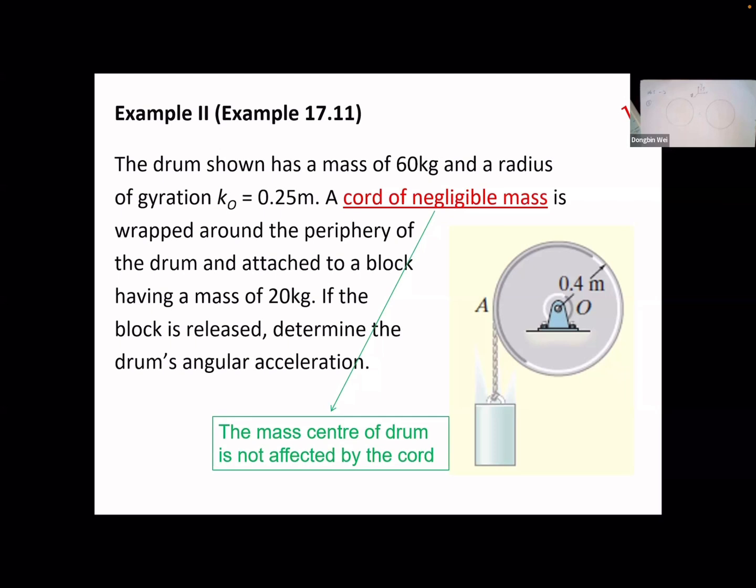The target here is to determine the drum's angular acceleration. So how to do it? Here it tells you the mass of this cord can be neglected. So that means, for this whole part, including the cord and the drum, the mass center of this drum will not be affected by this cord.